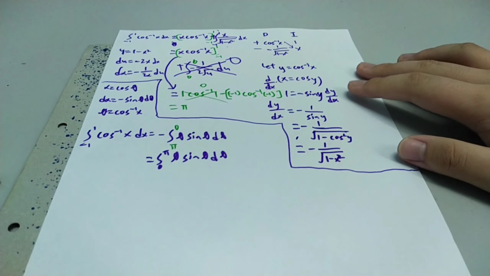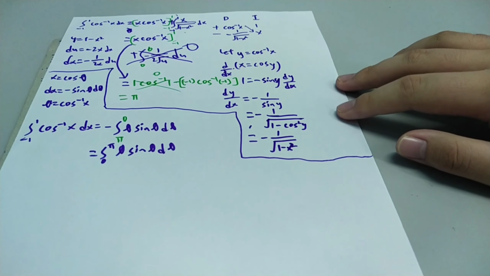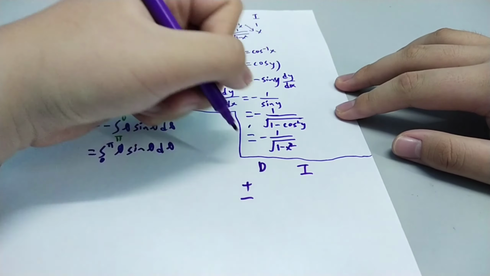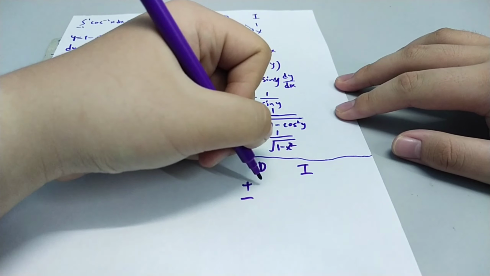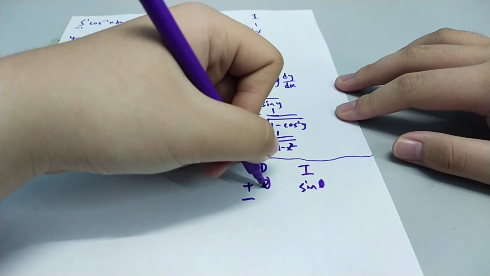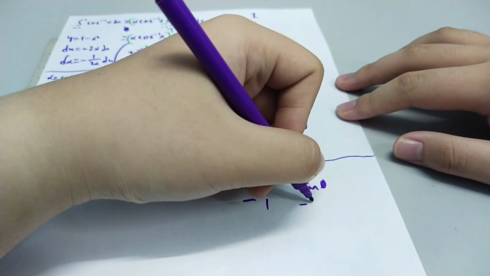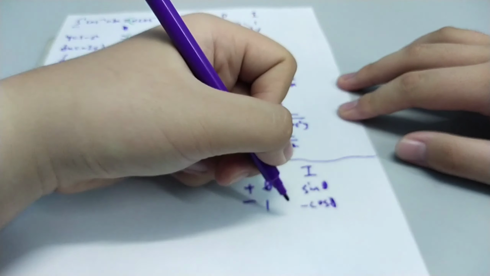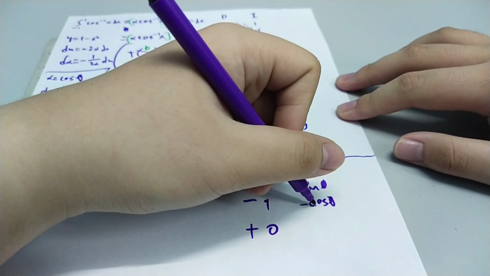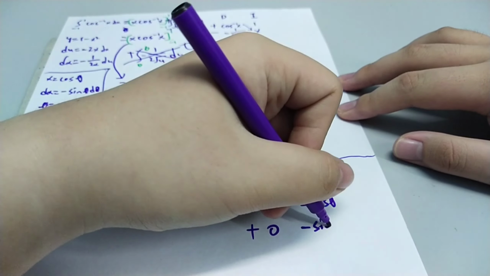So let's apply the integration by parts. The D column, the I column, so plus minus, now theta, and then sine theta, and then the derivative of theta is equal to 1. And then the integral of sine theta is equal to negative cosine theta. Then we'll do another one again. The derivative of 1 is equal to 0. And then the integral of negative cosine theta is equal to negative sine theta.